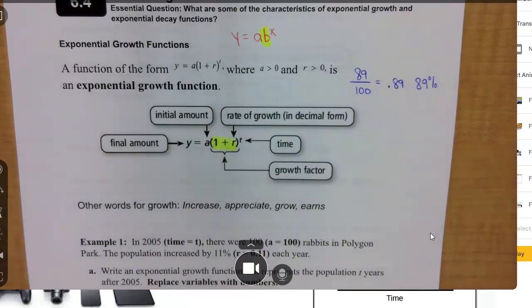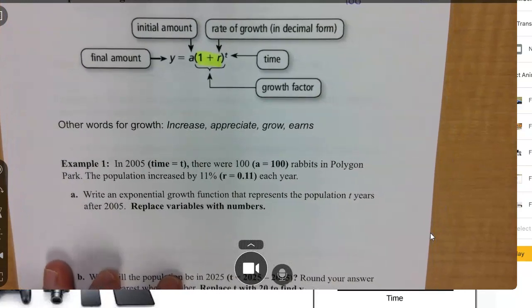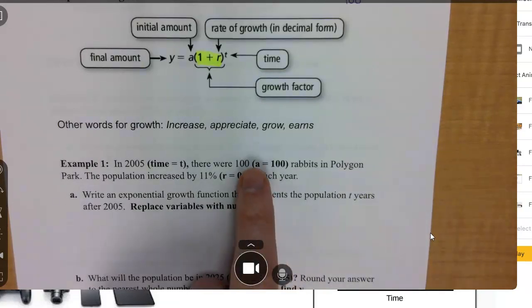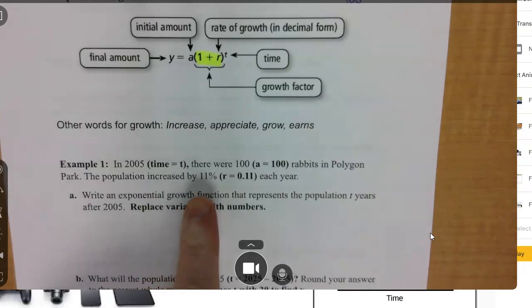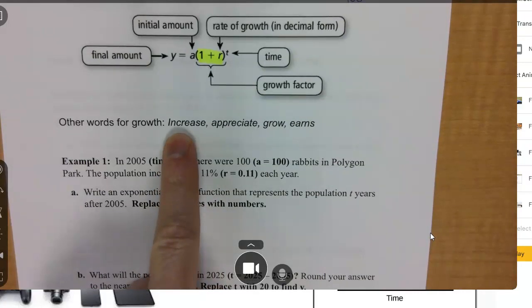And so now let's start with a simple word problem. This has to do with the population of rabbits. And so in this population of rabbits in the year 2005, there were 100 rabbits. So that's our initial amount, our a value. And they're in a park. Well, rabbits like to hang out with other rabbits and make more rabbits. And so the population of those rabbits is growing, increased. See, there's one of my words that means growth.